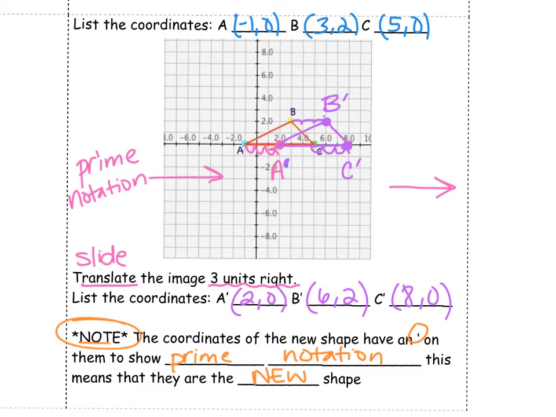Also notice that on our coordinates, when we moved them 3 units right, look at what happened. Right means it's an x value. We're moving on the x-axis. So look at my x's and how they've changed. 3 units to the right, notice how those changed versus how those y's remained constant. Making those observations between the coordinates is just as important as being able to redraw that new image.